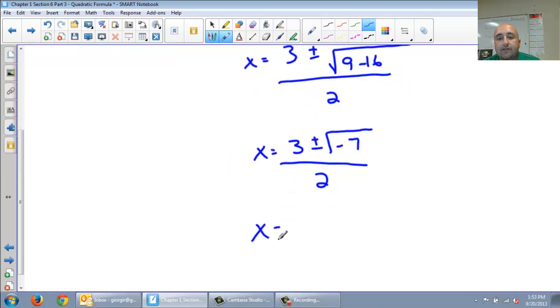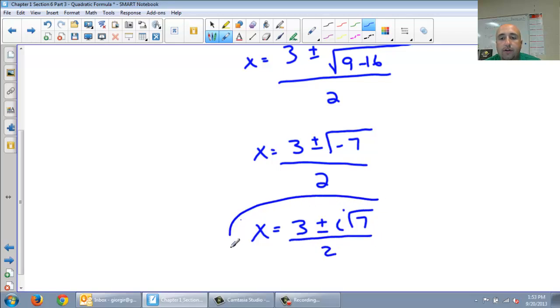Can I leave a negative square root? Hopefully you remember that the answer is no. I have to take my i out from the Christmas story, and now we are done. So there's nothing else I can simplify. I cannot simplify the 3 with the 2 or the 1 in front of that i. So my final answer is x equals 3 plus or minus i root 7 all over 2. Okay, so that's example 1.